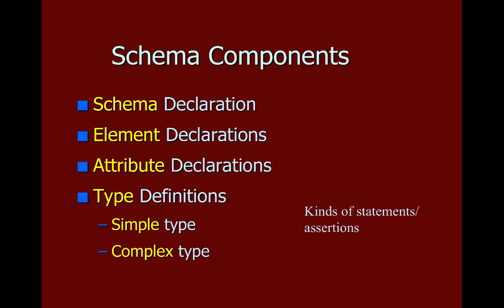We're going to look at schema declarations, and within the schema declaration, there are a number of element declarations, and then we're going to look at attribute declarations to go with elements. Then for the elements and attributes, we need to declare their type, which can be simple or complex. Simple if they mainly contain strings. Complex types are if the elements themselves contain other elements.